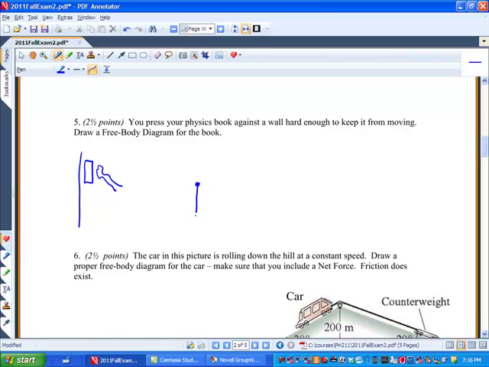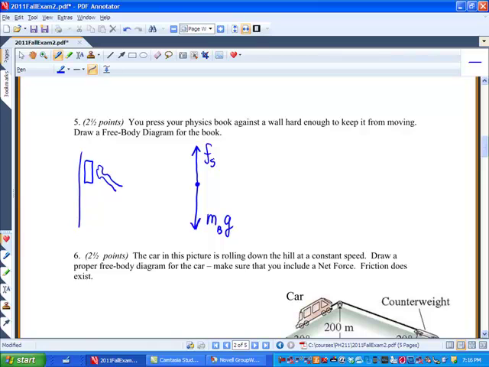An obvious force acting on it is the weight of the book, which I could write as mg. The friction is going to point upward. And what type of friction is it? Static friction.